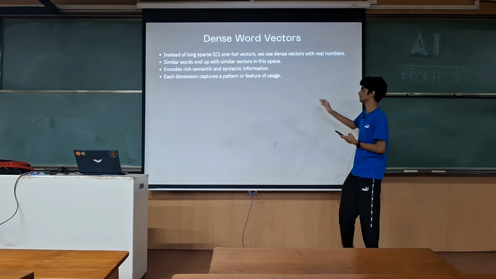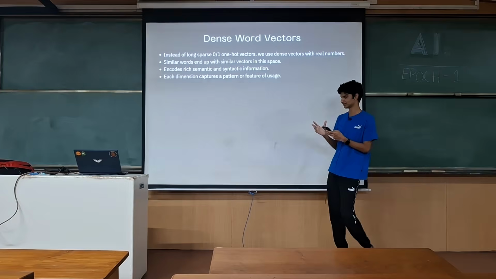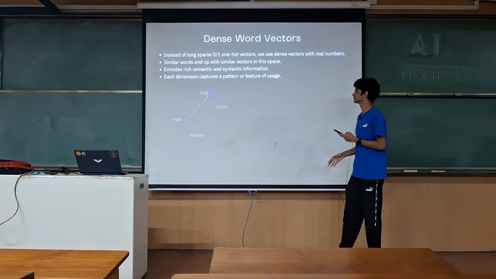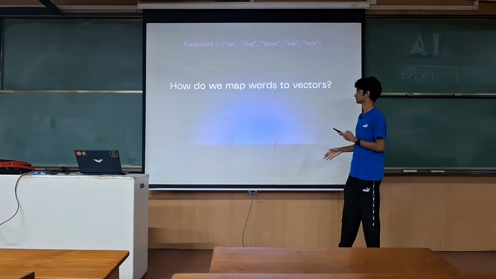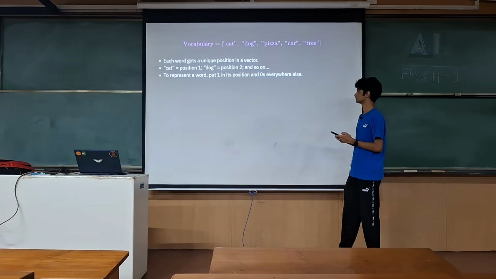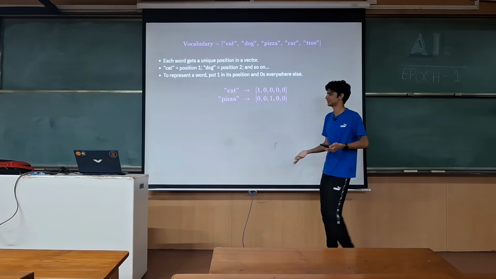So we want to get some sort of dense representation for this, and we also want to encode some sort of meaning. If you see here, this doesn't really encode any meaning. This is just saying whether or not that word is present.